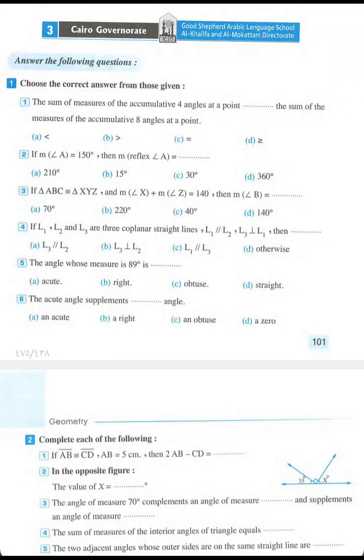Cairo government, Model number three. Number one, choose the correct answer from the given.